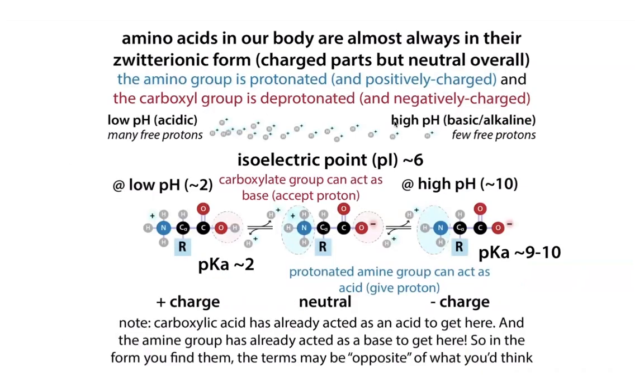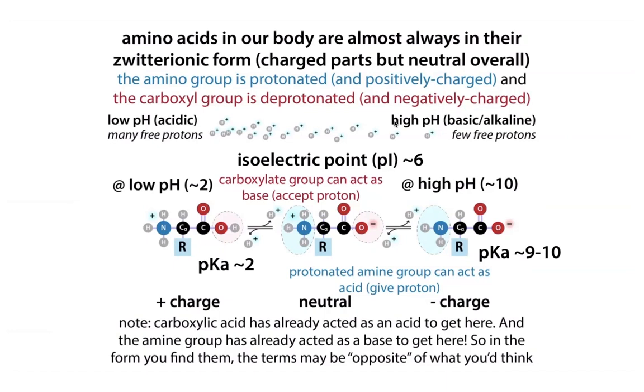An example of such a multiprotic molecule are amino acids. So every amino acid has at least 2 pKa groups. It's got the pKa for the carboxylic acid group, and it's got the pKa for the amino group. And remember that the pKa is always going to be telling you about the acid form, about the protonated form.